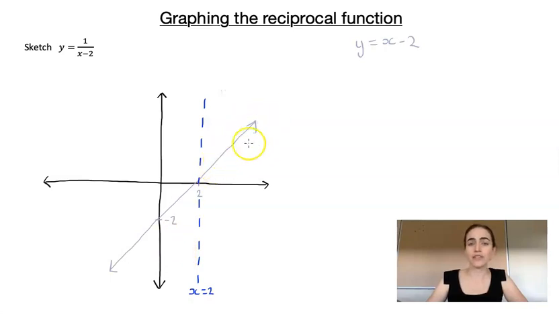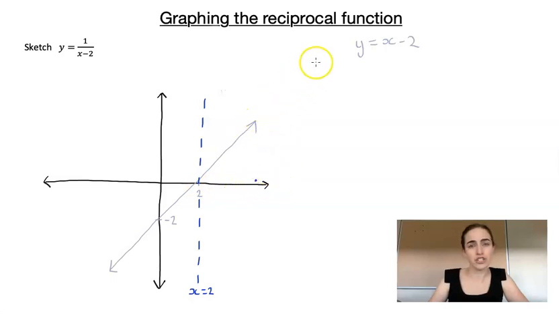Now, if we have a look over here, we know that as we divide by a large number, so this one's going off towards infinity, as we divide by a large number, it's going to give us a very small number. So we're going to come down here towards 0. The other thing we said is that as x goes to infinity, then in our reciprocal function, the x-axis is going to be a horizontal asymptote. So we know it's going to come down here.